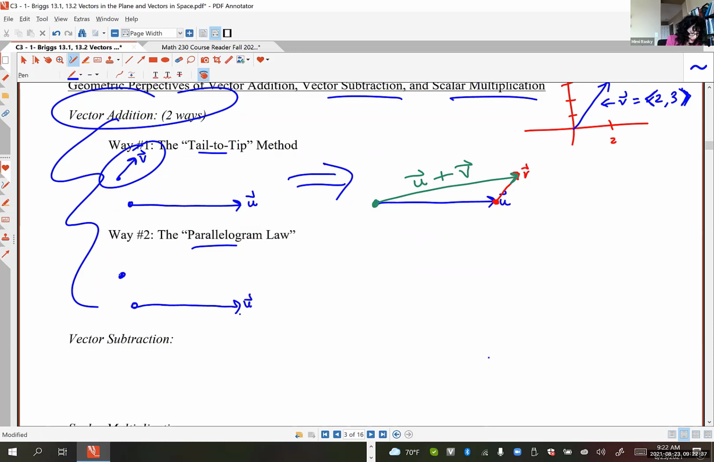And let's say v is still over here. Okay, fine. Add those two guys together again. Well, I'm going to translate v again, but in a different way. I'm going to copy down u. He's still lying flat on the ground.